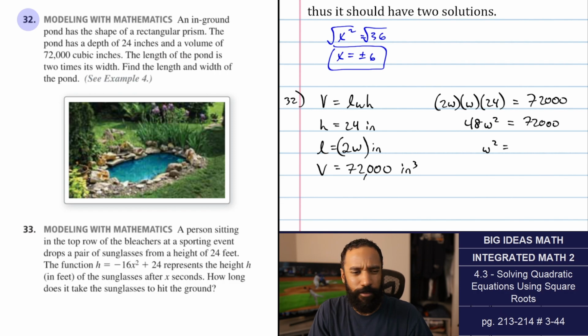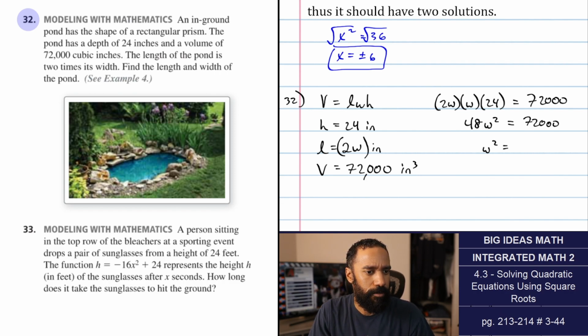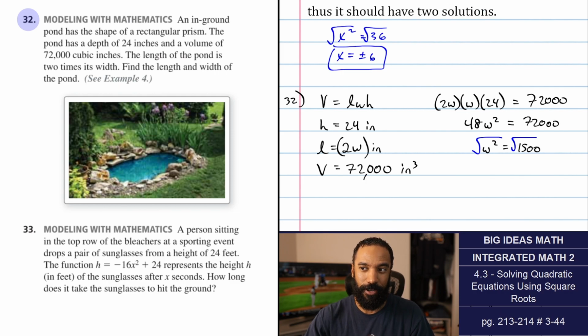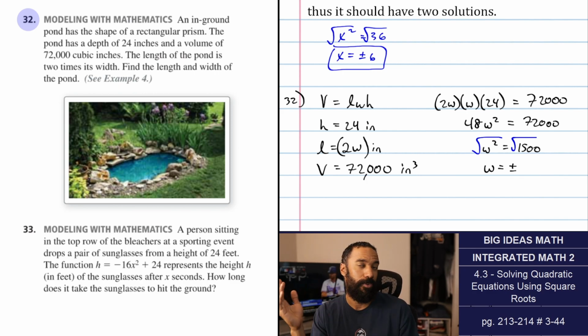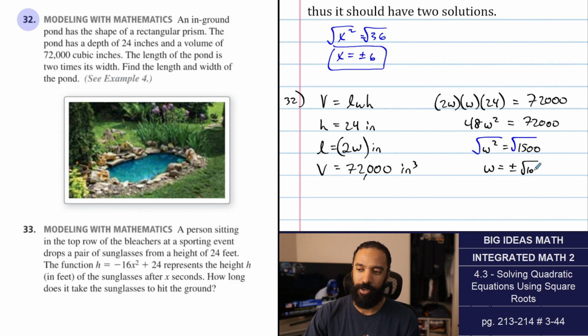It's like 150? Or 1,500? Let's see. Sorry, let me... 1,500. So W squared is 1,500. Now, as for me, I'm personally curious about the exact answer here first, as far as the whole plus or minus thing. 1,500, it definitely has 100 in it. Yeah, 100 with 15 will totally work. So square root of 100 times square root of 15, or plus or minus 10 root 15 inches.